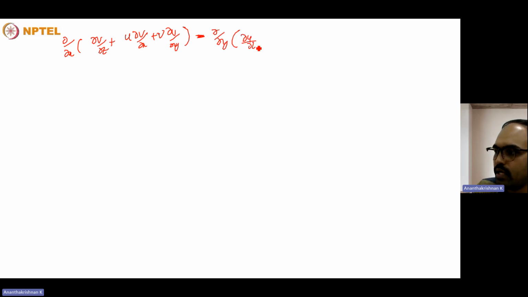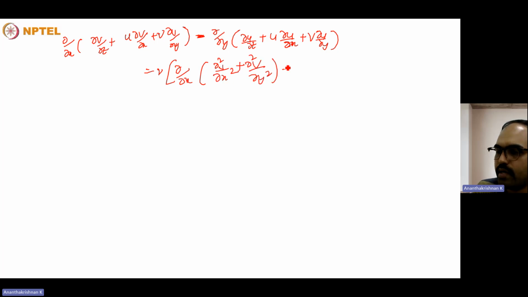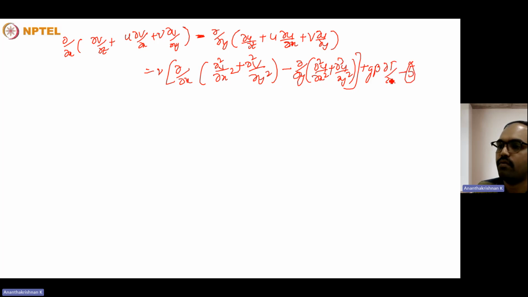then the remaining terms will become dou by dou x of dou v by dou t plus u dou v by dou x plus v dou v by dou y, minus dou by dou y of dou u by dou t plus u dou u by dou x plus v dou u by dou y, equal to, the new term comes outside, so mu times dou by dou x of dou squared v by dou x squared plus dou squared v by dou y squared, minus dou by dou y of dou squared u by dou x squared plus dou squared u by dou y squared, and the one is a constant, so that will get eliminated, will become g beta plus g beta dou T by dou x. So we can denote it by 5.